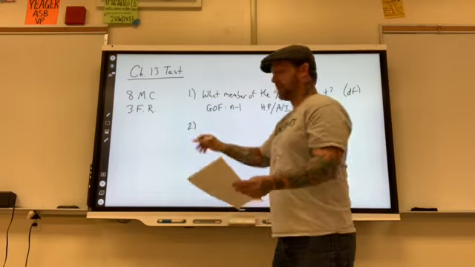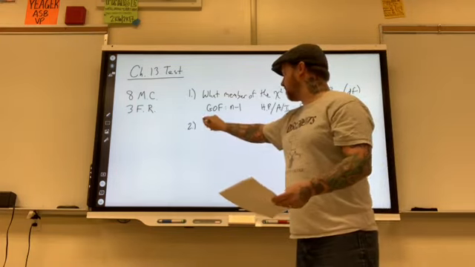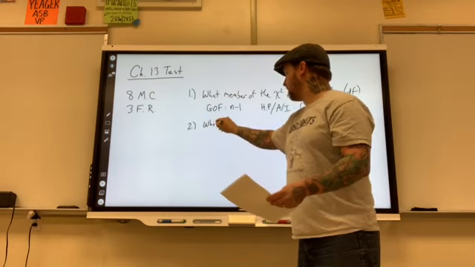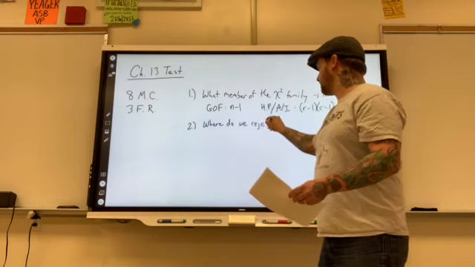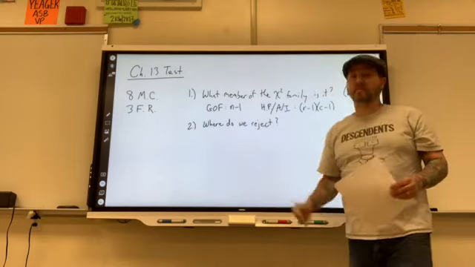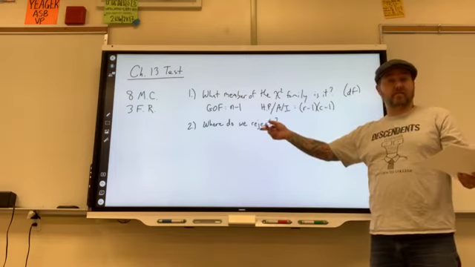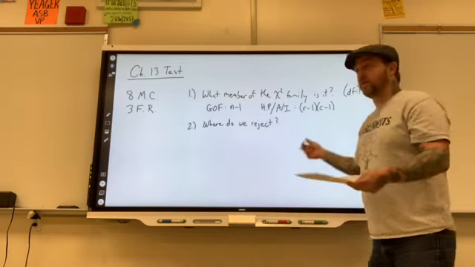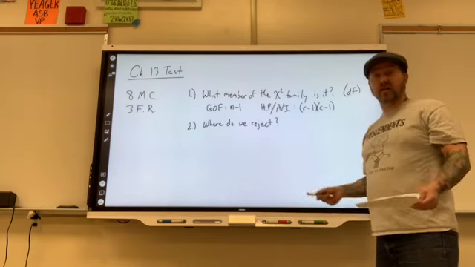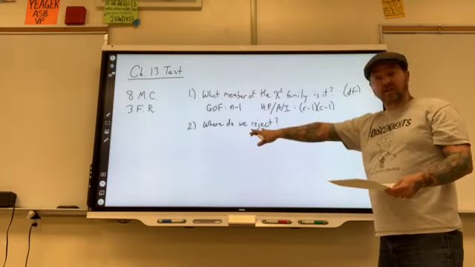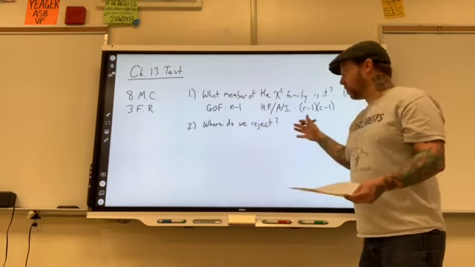Okay. Number 2. Where do we reject? So what you got to do is you've got to find the p-value. If the p-value is less than alpha, you reject. If the p-value is greater than alpha, you fail to reject. So you're going to have to do some sort of chi-square test, find the p-value. Where do we reject?